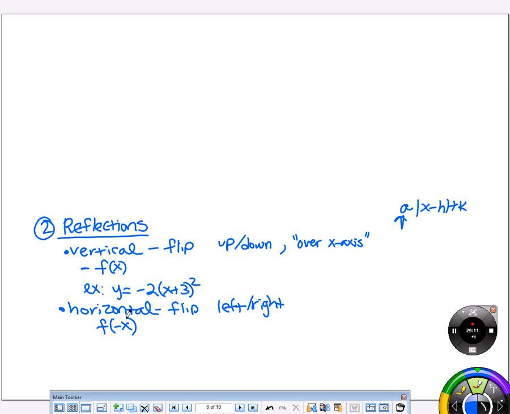Okay? So an example of that would be maybe we have a square root function. And underneath the square root, there could be a lot happening. But one of the things that's happening there is that there's a negative multiplying with the x. That would cause a horizontal reflection.